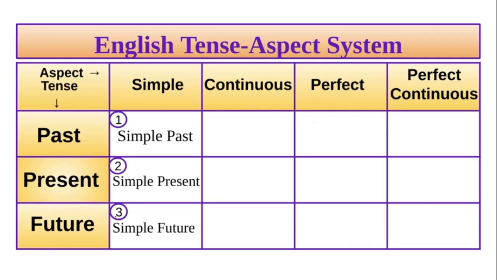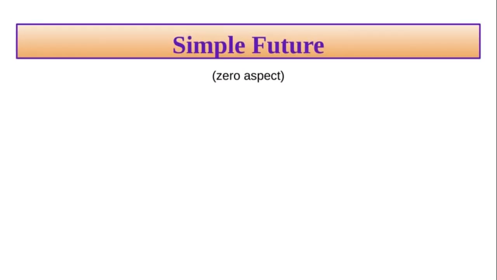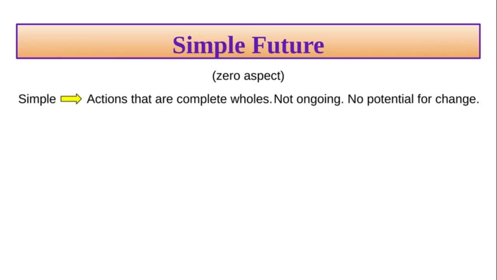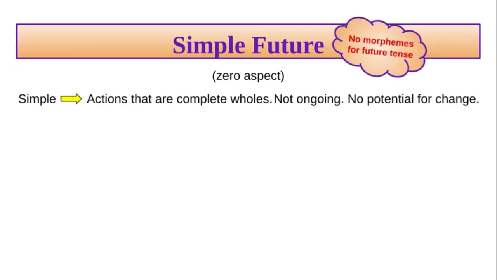Next, the simple future. The simple aspect, also called zero aspect. Zero is our key to understanding the simple aspect. The simple aspect are actions that are complete wholes, meaning they simply happen. It's a whole action. There is no potential for change, and it is not ongoing. It's a complete whole.